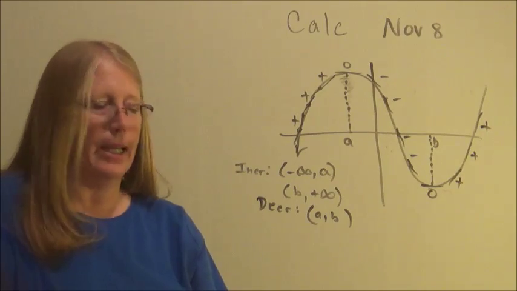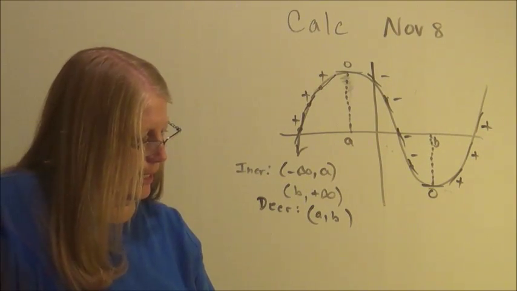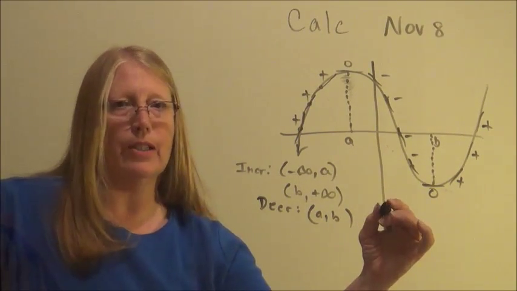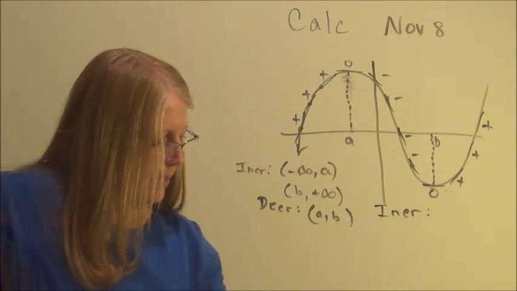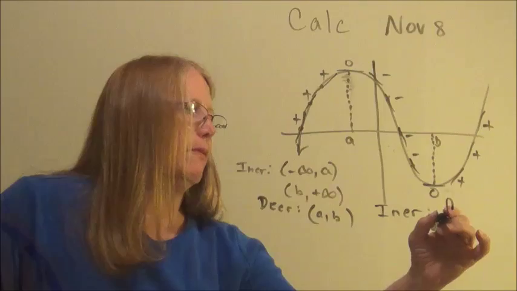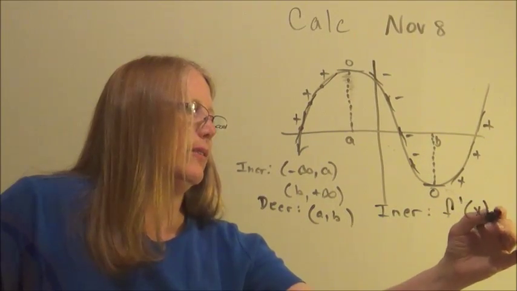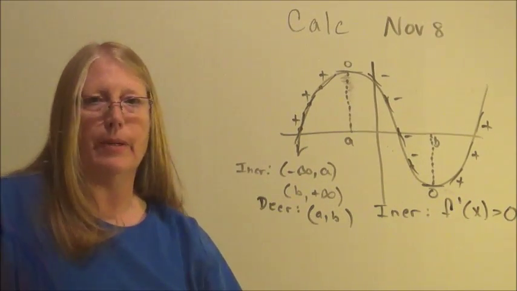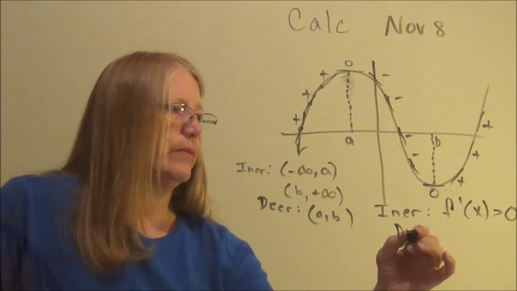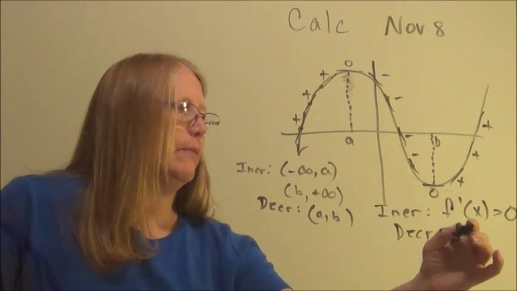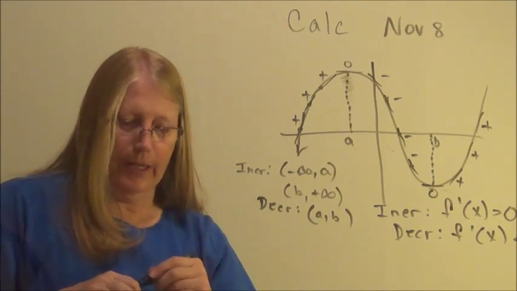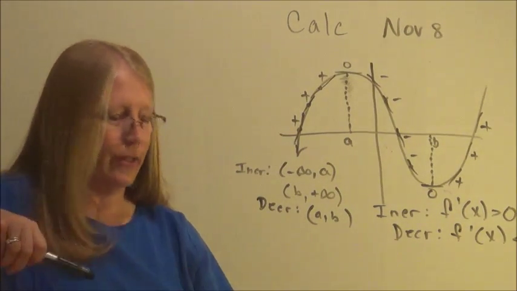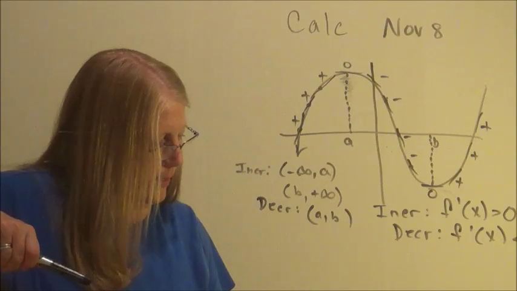So now we have made an important observation, and that is for the increasing part of the function, f prime of x is greater than zero. It's a positive number. For decreasing functions, f prime of x is less than zero. So that's a very important and basic understanding in calculus.